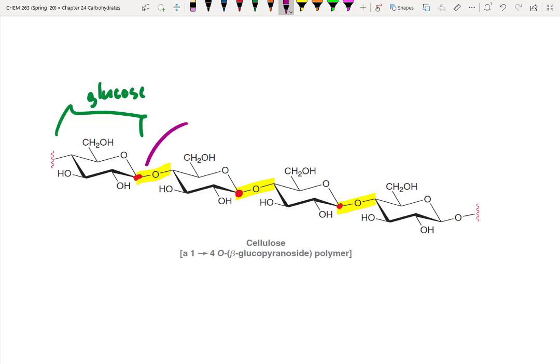Additionally, if we look at this, you can see that this is now beta linked. Because it's beta linked, we can't really digest this. In fact, most mammals struggle to digest cellulose. But if you've studied this in your biology class, you probably learned about how cows and other mammals can digest cellulose, but they do that with the aid of gut bacteria.